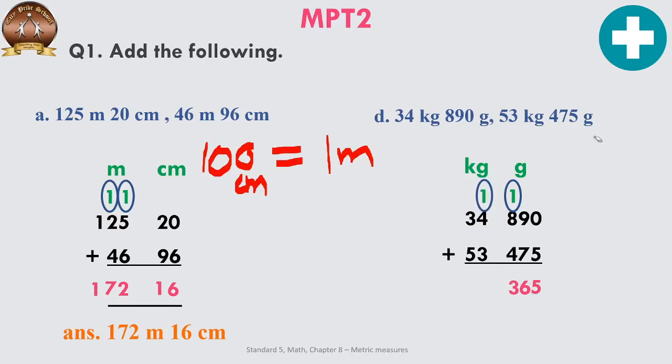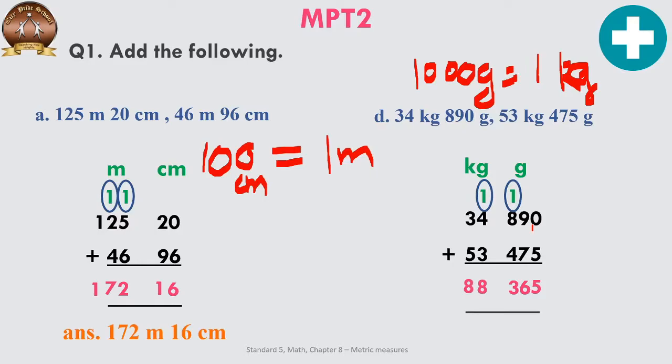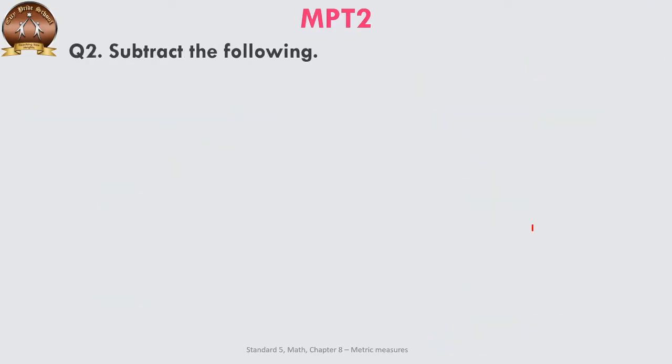Now here we need to remember that 1000 grams make 1 kilogram. So whenever it is going to be more than 1000, it will go to the kilogram side. So 1 is carried here. 1 plus 4 plus 3, it's 8. 3 plus 5 is again 8. So the answer is 88 kg 365 grams.